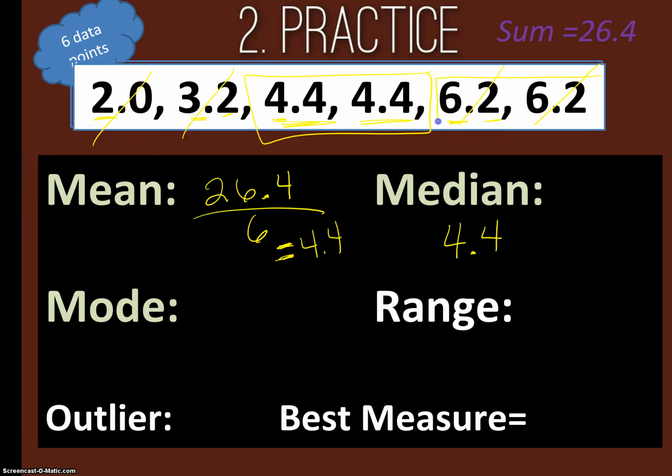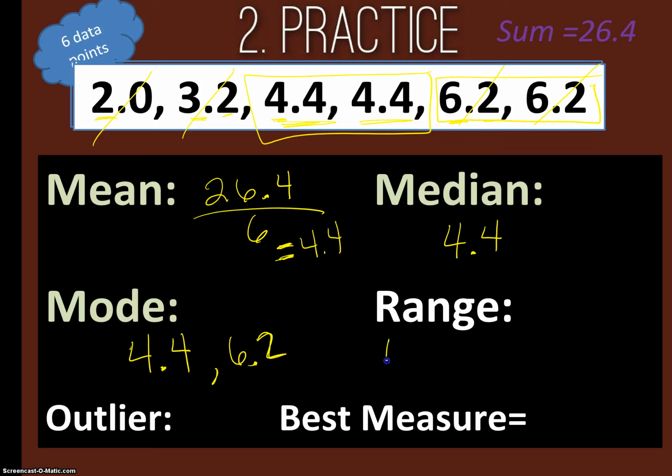The mode is the number that happens the most. In this case, 4.4 and 6.2 both occur twice, which is more than 2.0 and 3.2. So this is called bimodal. Bi means 2, so it has 2 modes. Our 2 modes are 4.4 and 6.2. So you just usually list them in order from least to greatest, and then separate them with a comma.